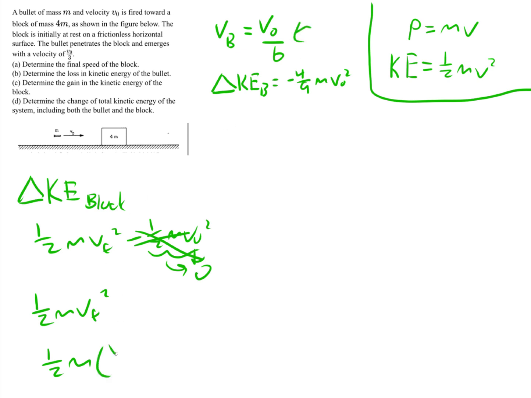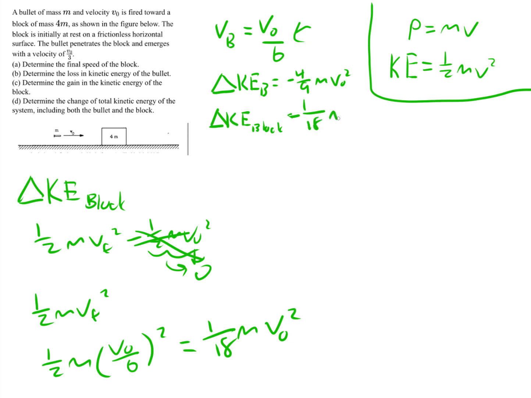Then we're just going to substitute this right here. And then you can just simplify this to get 1/18 times the initial mass of the bullet times the initial velocity of the bullet squared. So I'm going to write this up here. The change in kinetic energy of the block is equal to 1/18 mass of the bullet times the initial velocity of the bullet squared. And that is the answer to part C of this problem.